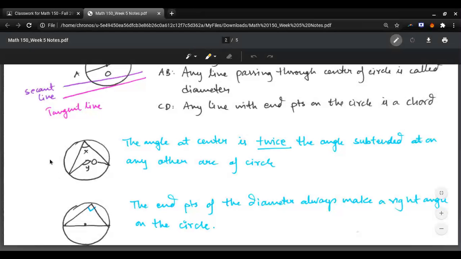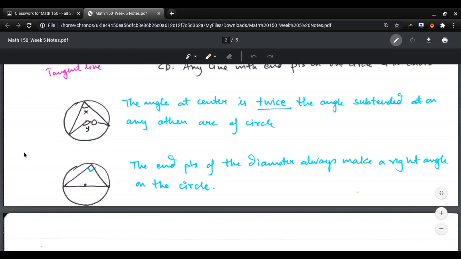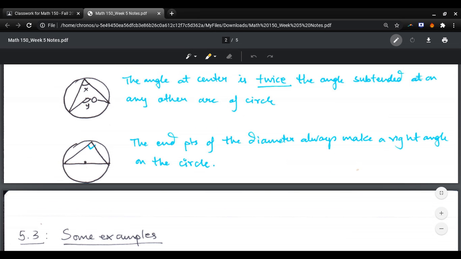Now, the couple of results for a circle is that the angle at the center is twice the angle at any other arc of the circle. And the endpoints of the diameter always make a right angle on the circle. So it doesn't matter which diameter you take. Even if I take a diameter across here and I connect it, this is going to be 90 degrees.